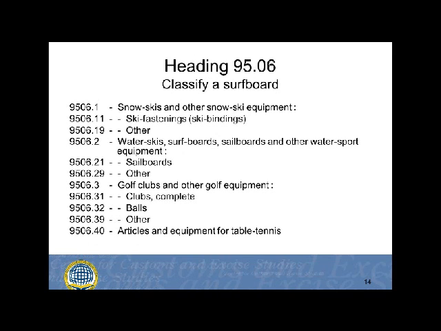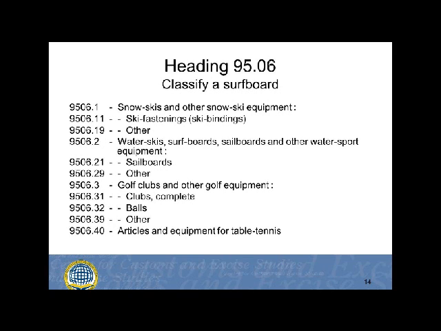Let's look at a further example. Let's consider the first part of the subheading structure of 9506 and determine the six-figure subheading for a surfboard. In the first instance, all we need do is to compare the one dash or five-figure subheadings. There are four of them on this screen: 95061, 95062, 95063 and 950640.